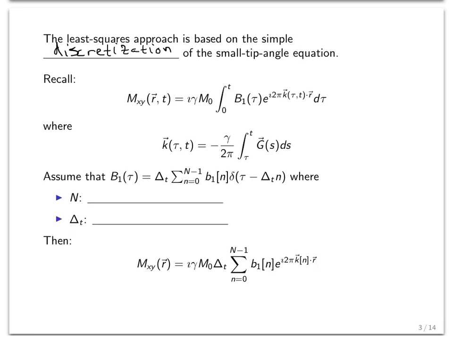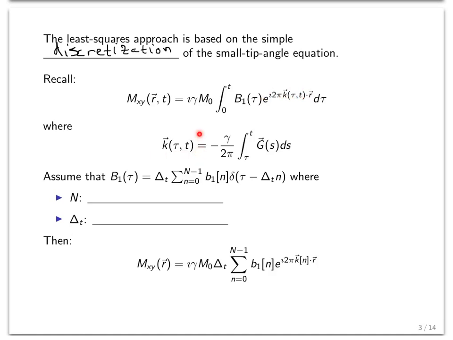If you recall from earlier, the small tip angle equation is this. It says that the transverse magnetization at a spatial location r at time t is equal to the integral of the RF times the Fourier kernel, evaluated from, earlier we had minus infinity, but we're going to say that b1 is 0 for negative time, up to time t. So time t is the time at which we're going to observe the transverse magnetization. And so it's the Fourier integral of the RF times this Fourier kernel containing the excitation k-space trajectory.